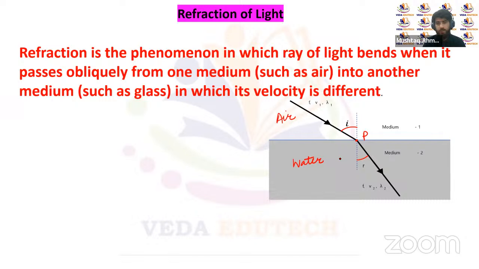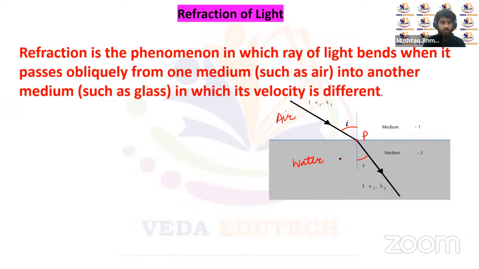Now we can see here, if the frequency, velocity, and wavelength of light in the medium air are f, v1, and lambda 1, then when this ray of light passes into the second medium, let's suppose this is water, the speed of the light is going to change. The wavelength of the light will also change, but the thing that will remain constant is the frequency of light. The frequency of light does not change upon changing the medium.